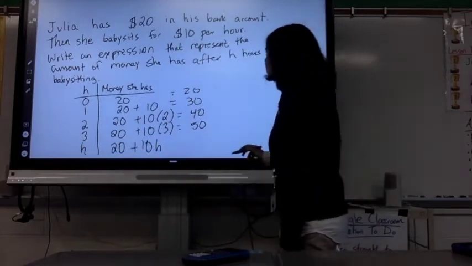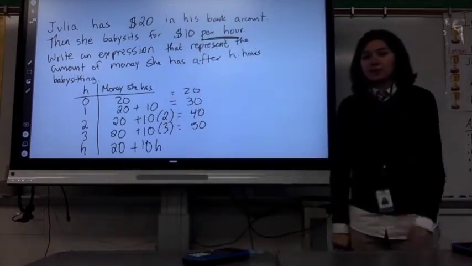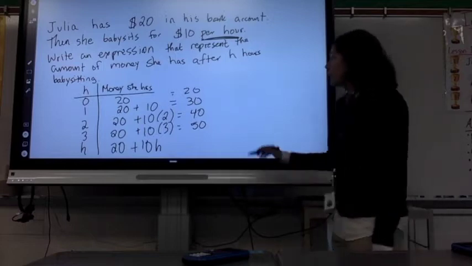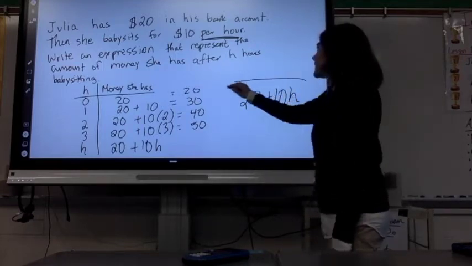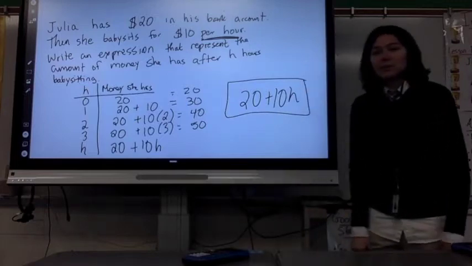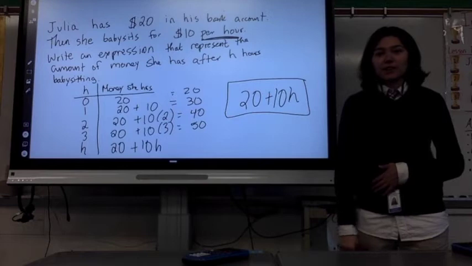And this word per, 10 per hour, signals to us that we have some multiplication going on. So that would be my expression here, 20 plus 10H. That is an expression that represents how much money Julia has after she babysits for H hours.